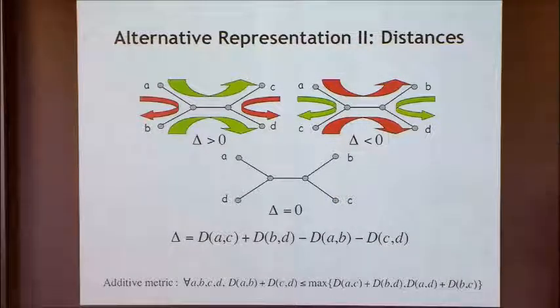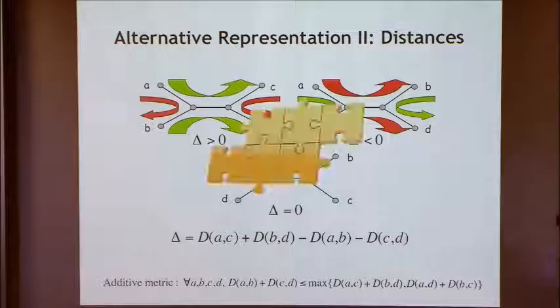Now, in general, if you have more than four leaves, what do you do? There's lots of different ways of doing this, but you could, for example, take every four tuple of leaves. For each one of them, you apply this test to figure out what the topology is for this restricted set of four leaves. And then you get this sort of puzzle. And so these are overlapping. You know, they have leaves in common. And now you just have to put them together and get the entire tree.